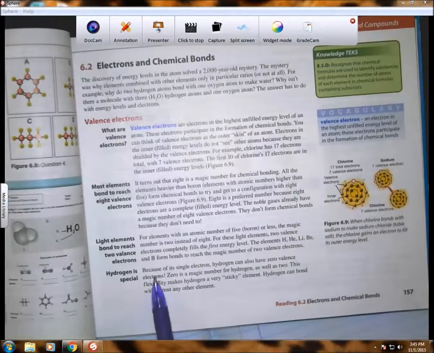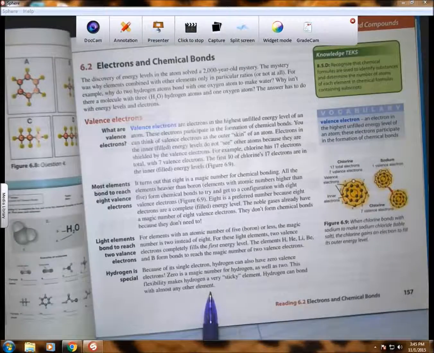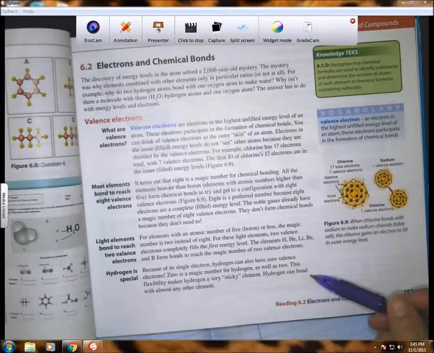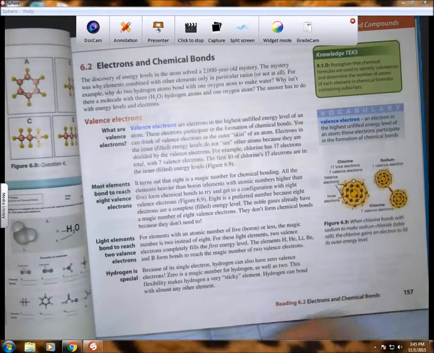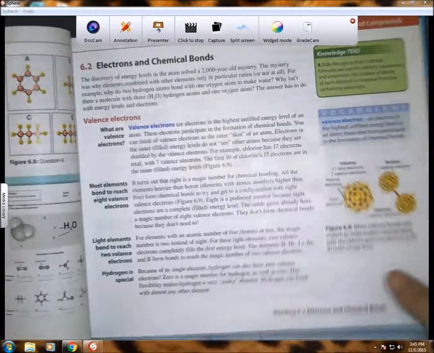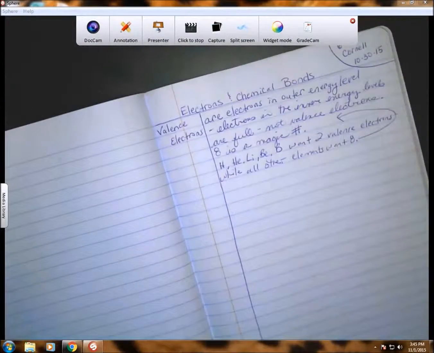Hydrogen is special because of its single electron. Hydrogen can also have 0 valence electrons. 0 is a magic number for hydrogen as well as 2. This flexibility makes hydrogen a very sticky element. Hydrogen can bond with almost any other element. Okay? Remember that carbon is a special element because it wants to bond with everything. Hydrogen is a special element also because it can combine with anything it wants to. Okay. Does that require a note?